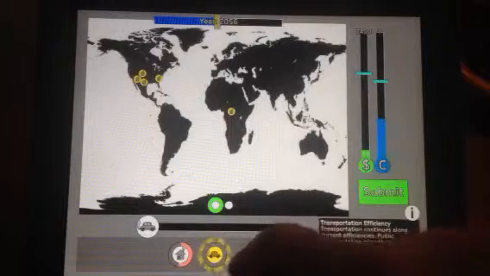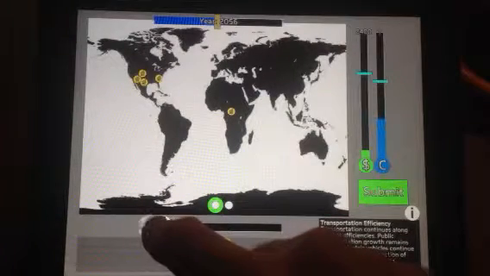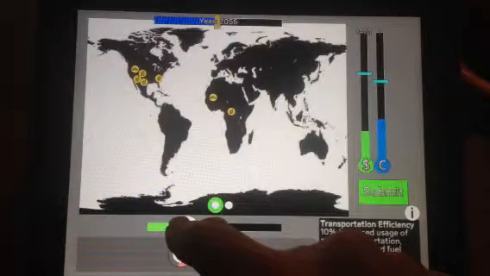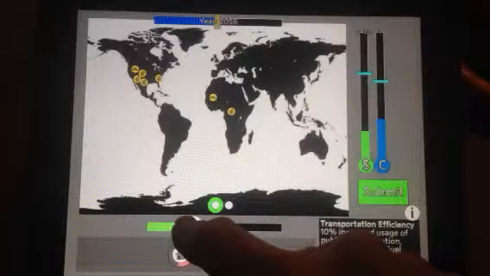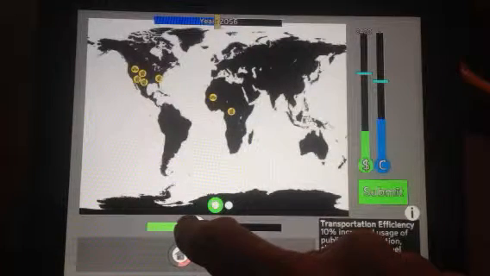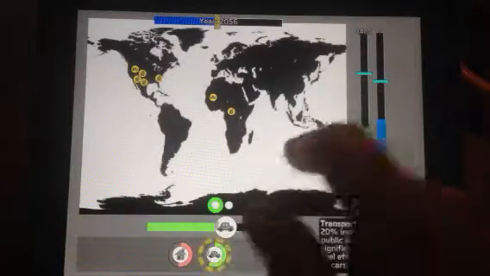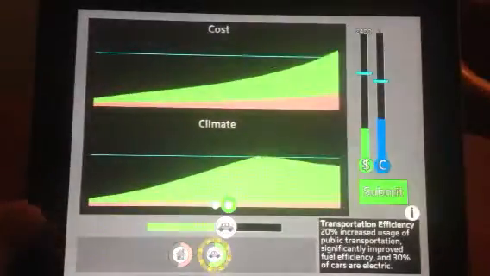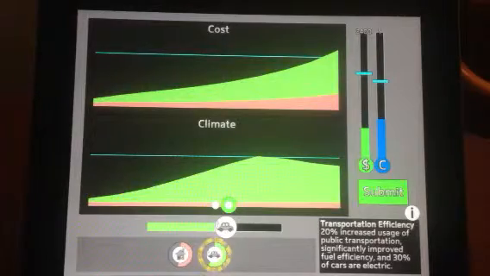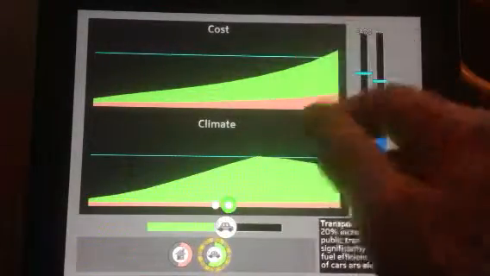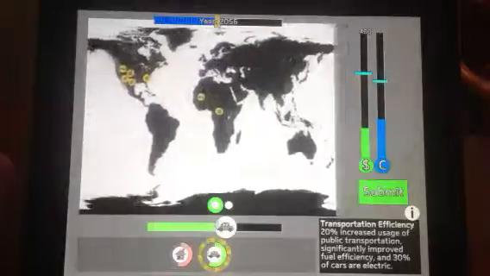We move to transportation, same principle. You're essentially moving a slider, 10% increase efficiency in public transportation, improved fuel efficiency. 20% of the cars are now electric. At any point in time, you're going to be able to slide over and get direct feedback from the model across a number of parameters, in this case, energy price and climate.